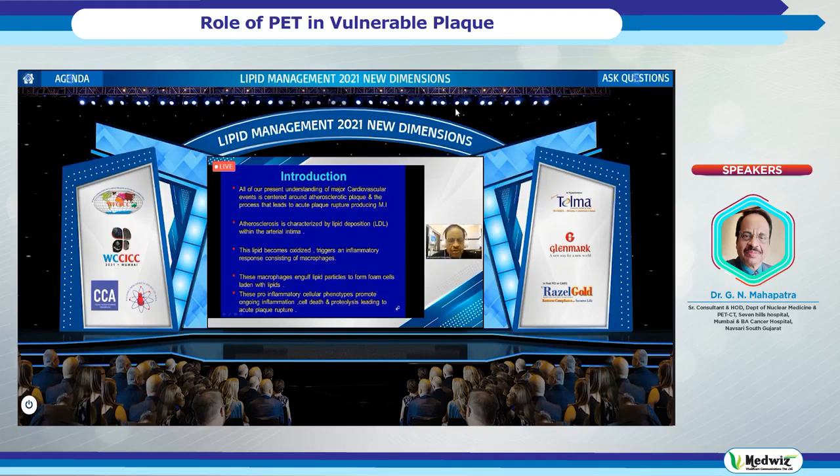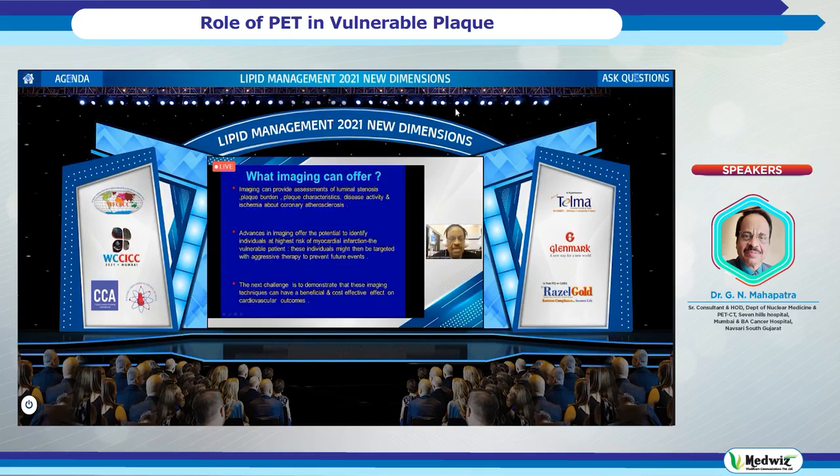Atherosclerosis is characterized by lipid deposition within the arterial intima. This lipid becomes oxidized and triggers an inflammatory response consisting of macrophages. So what do these macrophages do? These macrophages engulf lipid particles to form foam cells laden with lipid. These pro-inflammatory cellular phenotypes produce acute plaque rupture and the rest of the things.